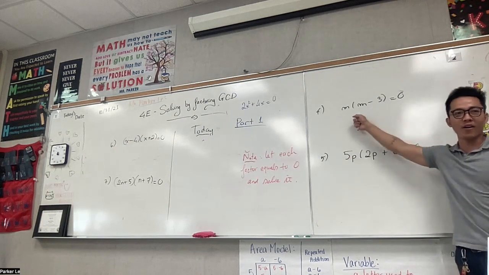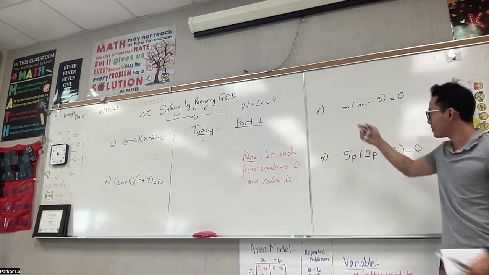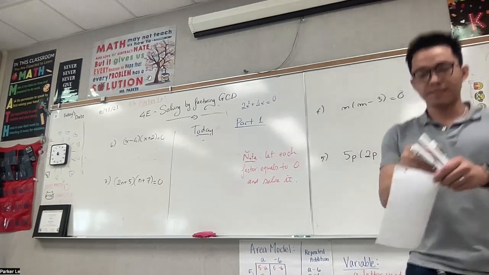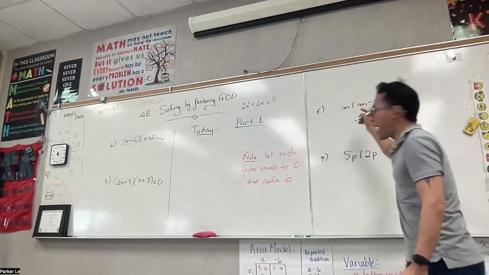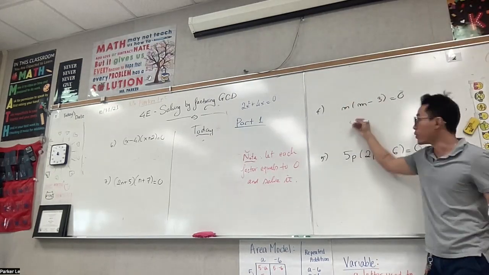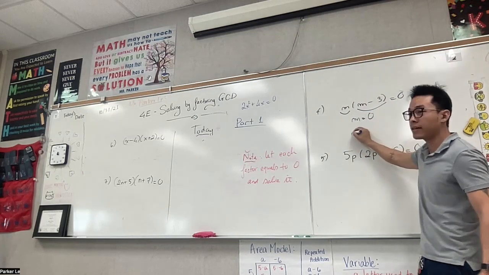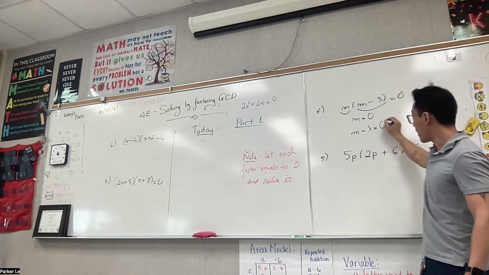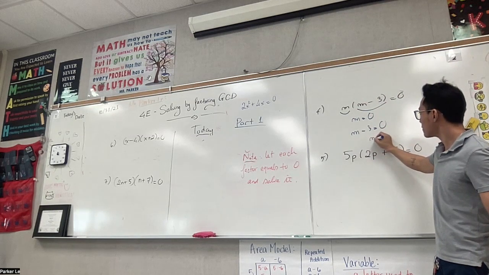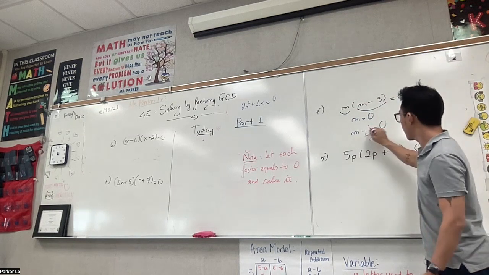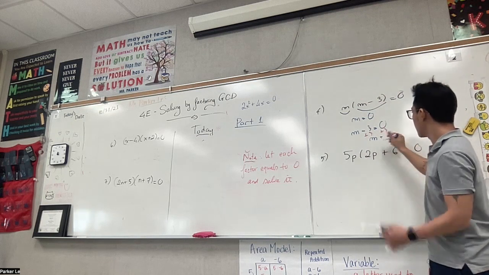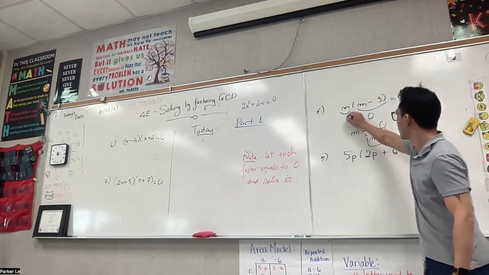Okay. Anyway, number 4. Who wants to? Okay, Dana. Very good. So how many factors are there? 2, right? M and M minus 3. So M equals 0 and, how do we solve this then? Plus 3. So M equals 3. Very good. 1 point for Dana.